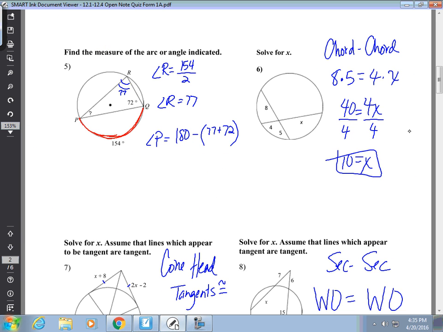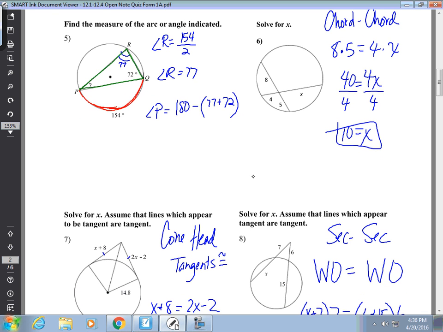Then we have some inscribed angles. Angle R is an inscribed angle. It's half the intercepted arc P to Q. So just take half the 154. That was 77. And then I had the triangle. You have this triangle inside of here. And so use the sum of the interior angles for the triangle at 180. So add the two, 77 and 72, subtract it from 180, that'll give you angle P.